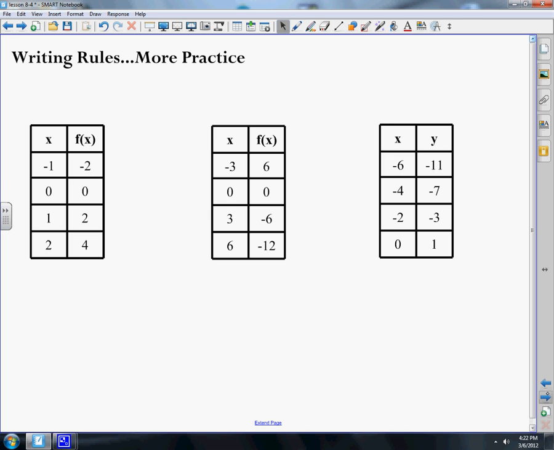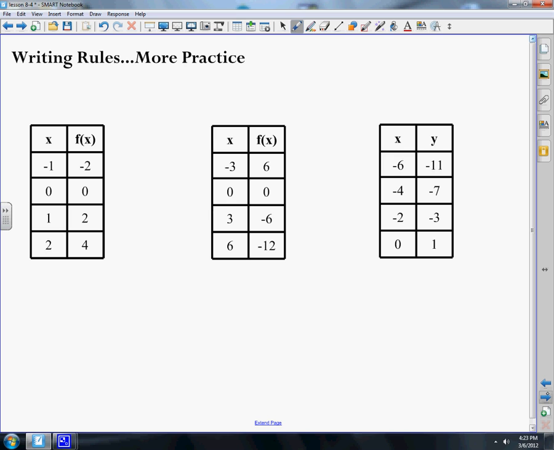You can pause the video right now, and when you're finished with these 3 problems, writing the rules, you may turn back on the video and I will be here to explain how to do these. Okay, welcome back. I hope you had enough time to finish your 3 problems.